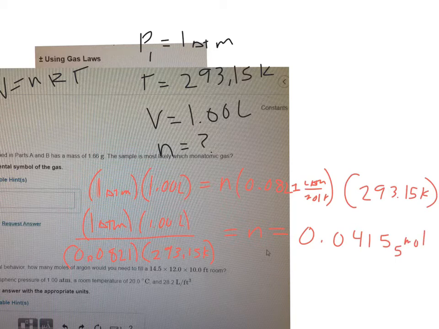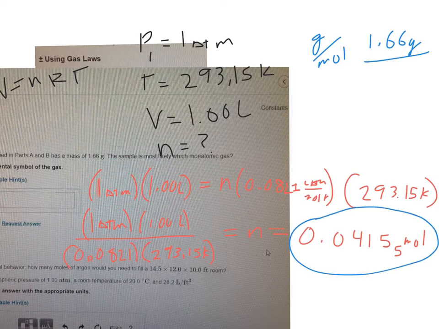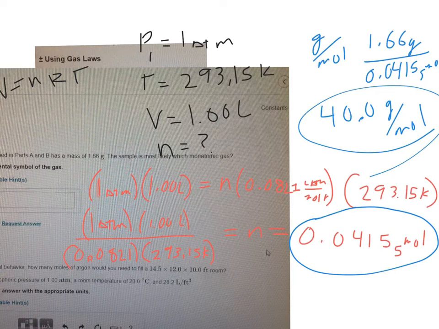Once we have our number of moles, we then need to figure out the molar mass of the gas. Molar mass, remember, has units of grams per mole, and that tells you how to solve for it. You take that mass they gave you, 1.66 grams. You know that mass of 1.66 grams is equivalent to that number of moles you just calculated, 0.0415. So you divide 1.66 by 0.0415, and that gives you 40 grams per mole. You go to the periodic chart and you discover that means it's argon, because argon has a molar mass of 40 grams per mole.